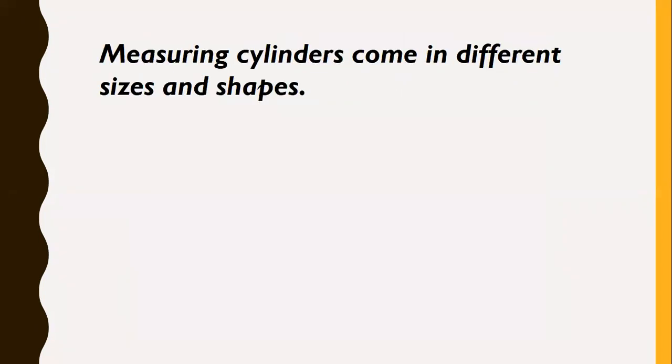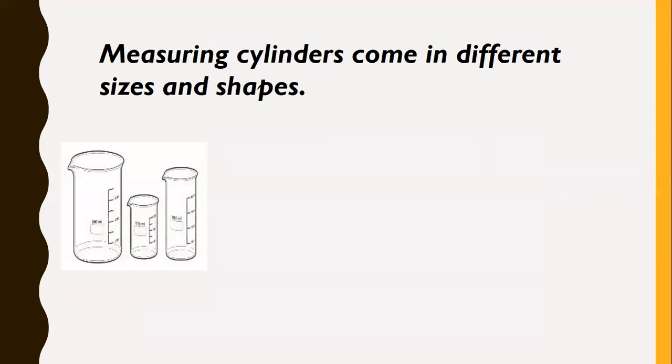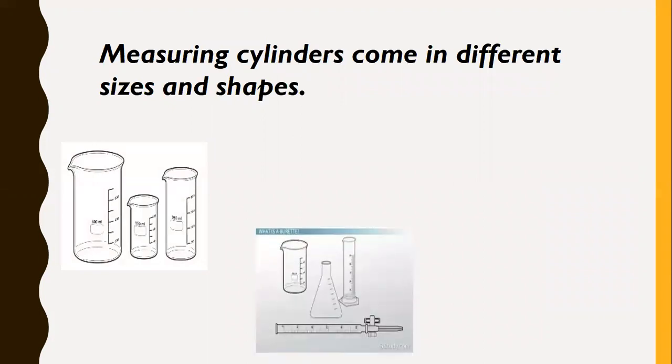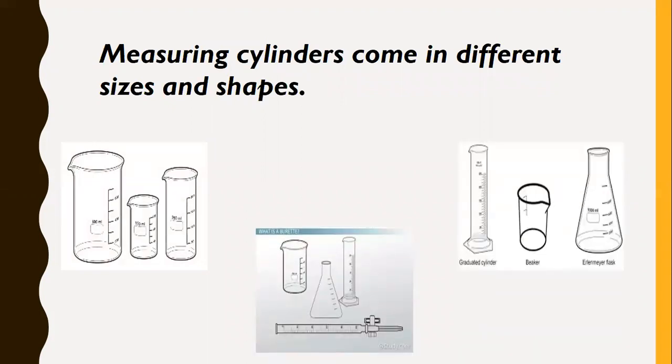Measuring cylinders come in different sizes and shapes. Here are some shapes and different sizes of measuring cylinders. You can see that these are in different shapes and of different capacity. A large measuring cylinder may measure as much as 1000 cubic centimeter, and a small one may measure only 5 to 10 cubic centimeter. But a measuring cylinder has a wide base to stop it falling over easily.